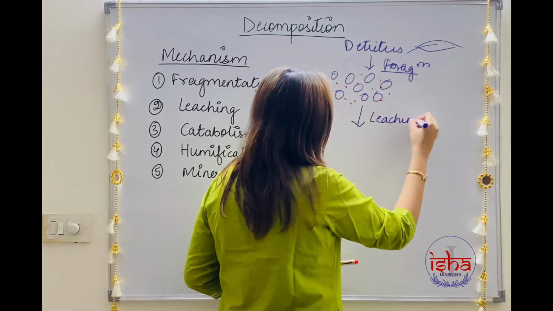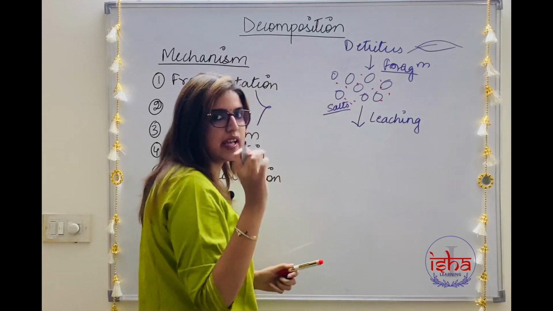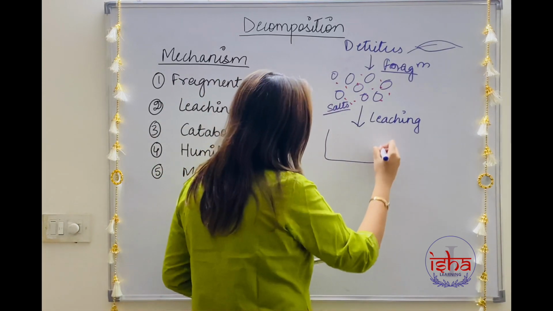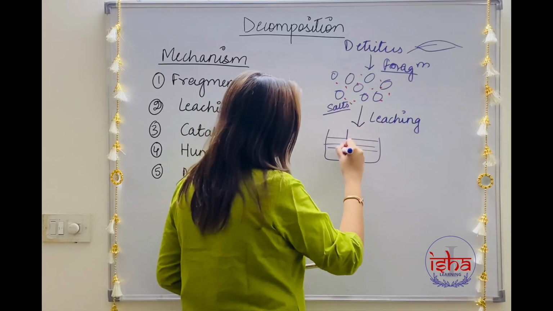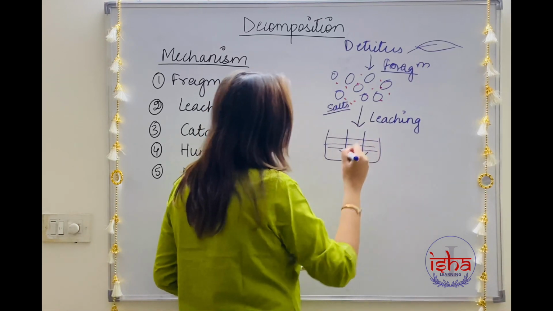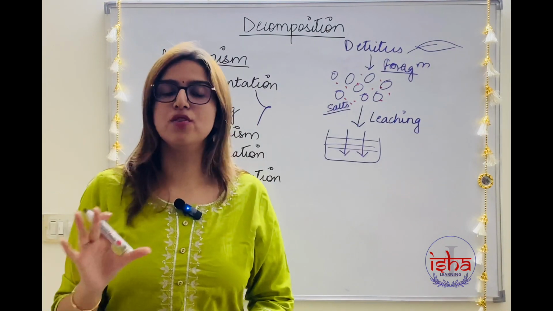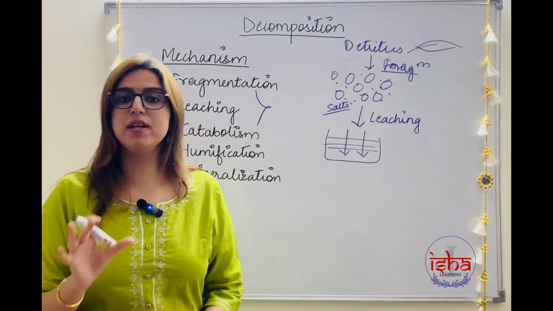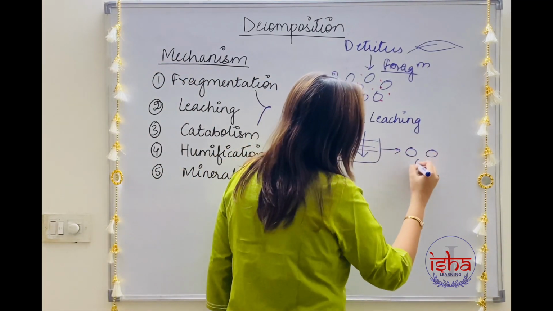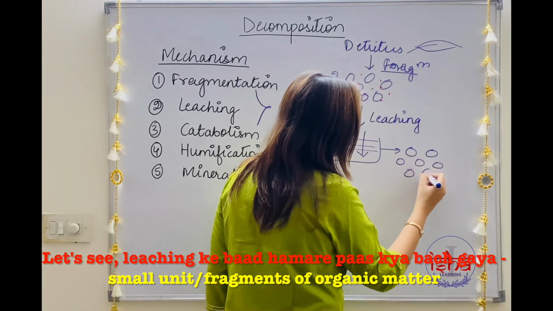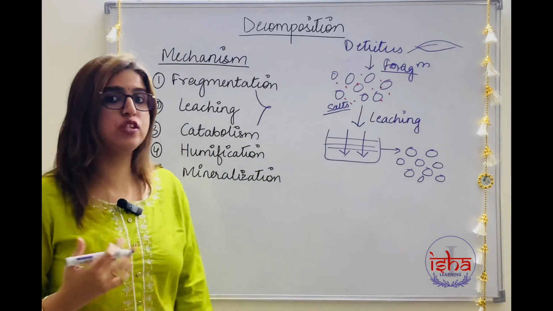What is now going to happen is that these salts that were present in the fragments, क्या होगा? ये soil के, let's say this is the top soil, these are the soil layers, they are going to percolate down with the water and they are going to become unavailable. So this is leaching. अब मेरे पास बच गया क्या? लीचिंग के बाद मेरे पास organic matter के small units fragments बच गए. So this is left with me. Now I have to deal with this.